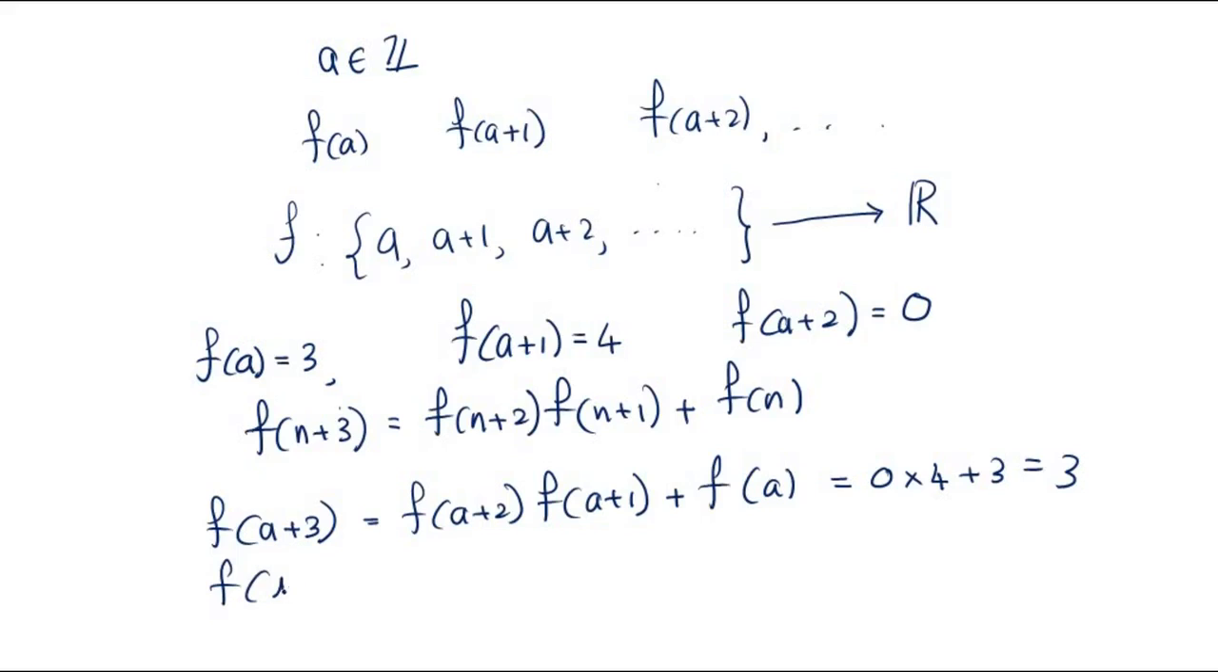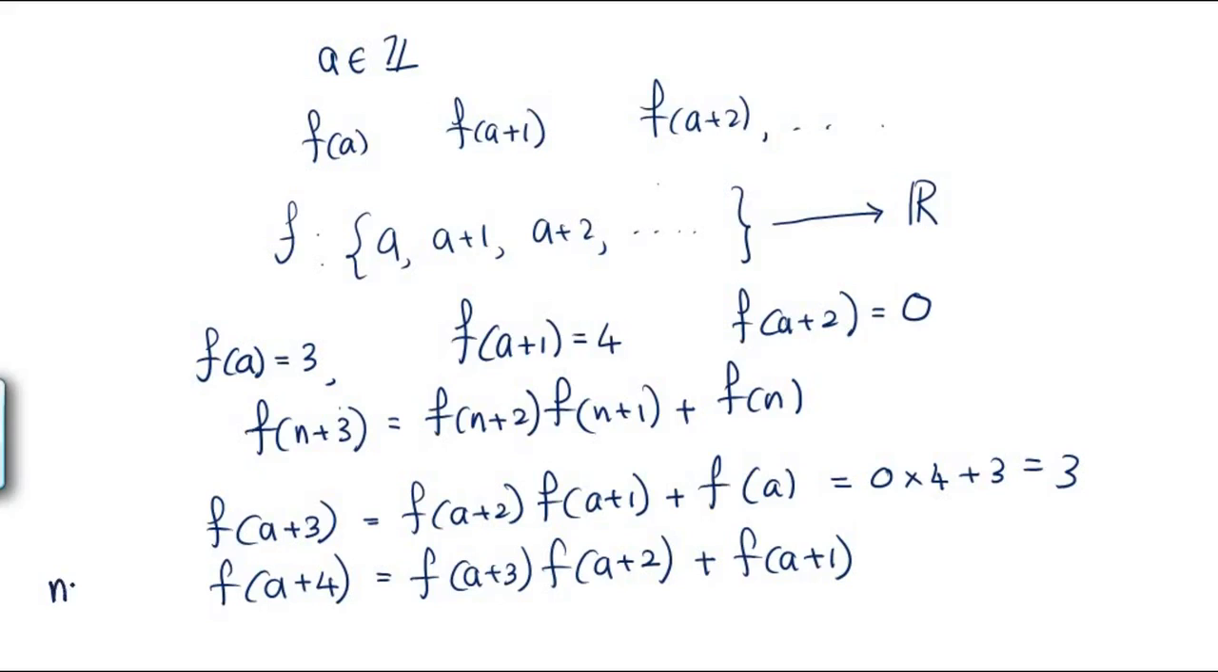To compute f(a+4), this is the case where n is equal to a plus 1. So I have to use the two previous values, f(a+3) times f(a+2). I obtain this by substituting n equals a plus 1. So I have a plus 1 plus 2, that is a plus 3. Then I have a plus 2 plus f(a+1). So this is by substituting n equals a plus 1. This is when n is equal to a. Now this is equal to 3 times 0 plus 4, which is 4.